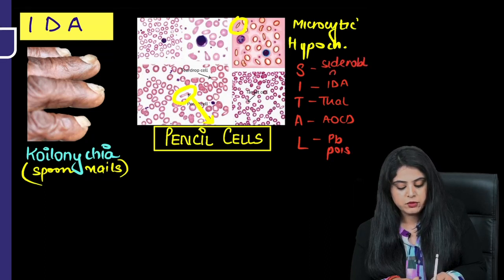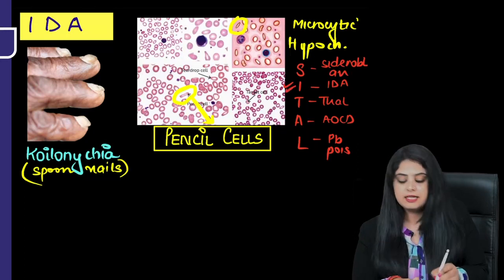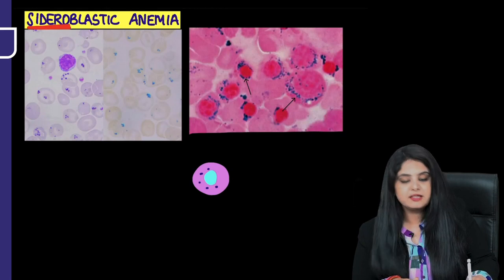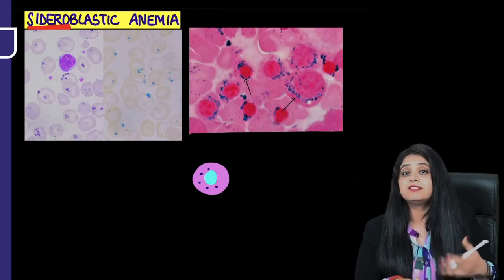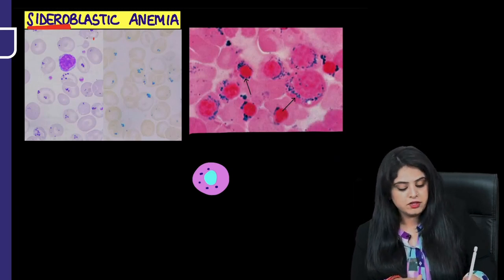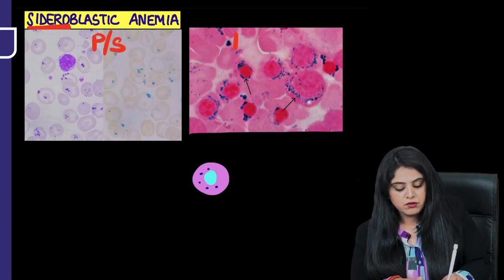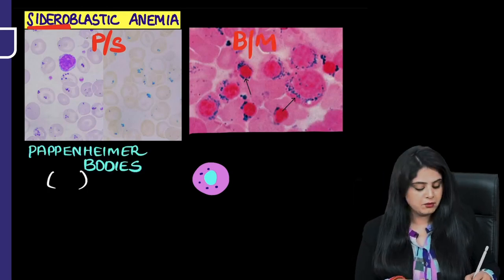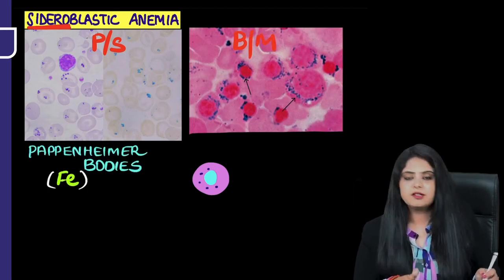That is the picture that I'm going to show you now. Iron deficiency we have seen. We are going to see sideroblastic anemia because sideroblastic tells me that there's sidero, there is iron overload, there is excess of iron that is going to be present. Now, whenever there is excess of iron, what will you see on a peripheral smear and what will you see on a bone marrow? On a peripheral smear, you see bodies called Pappenheimer bodies. They are made up of what? Of course, I'm saying iron excess.